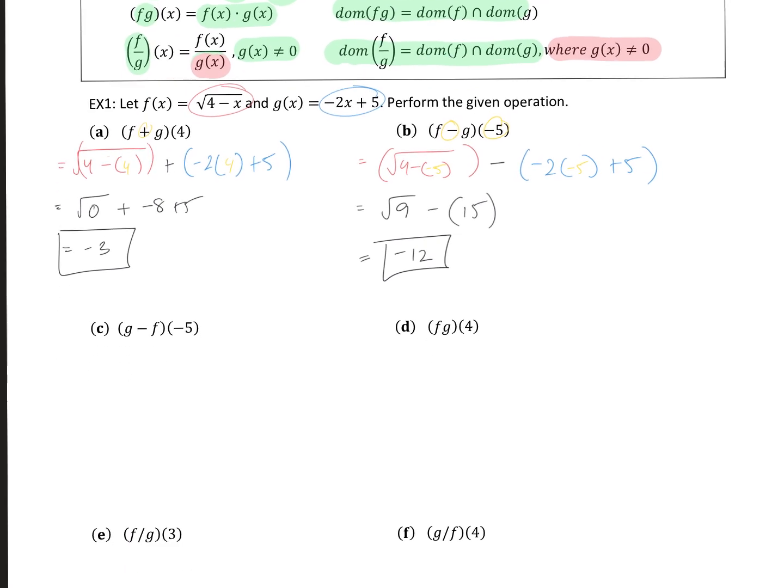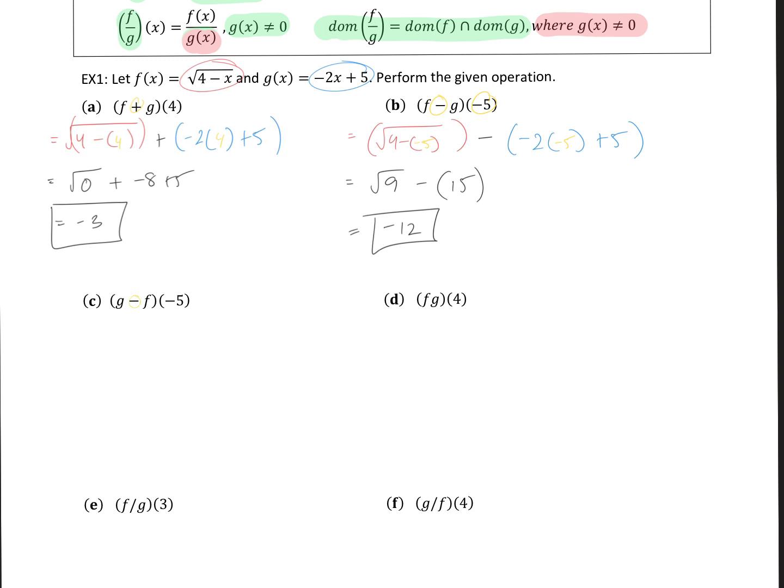All right, and then moving along, what do we have here? Okay, now we have subtraction. This time g is first. And with subtraction, you have to keep the order, the first one minus the second one. And then our input of negative 5. So this time g is first, so that's going to be negative 2 times my input plus 5. Again, we're doing subtraction. And then my f value, square root of 4 minus my input. And my input, again, is negative 5. So calculating that all out, that is going to give me 10 plus 5 minus the square root of 9. It's going to be 15 minus 3, which is 12.